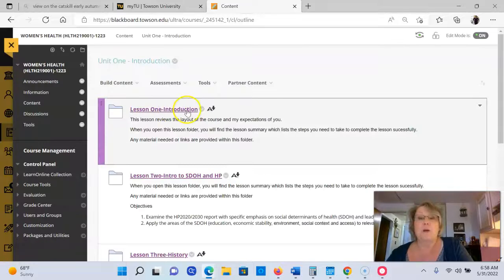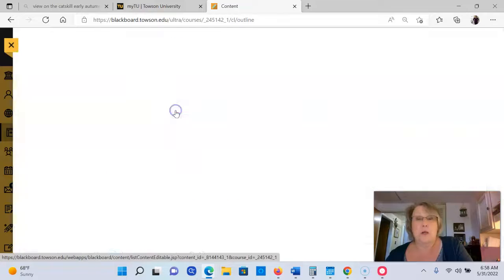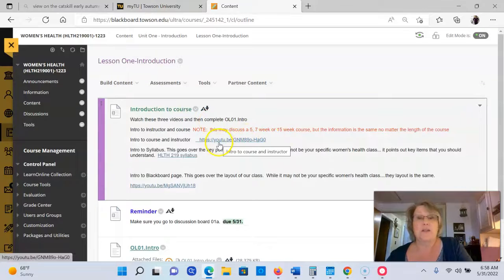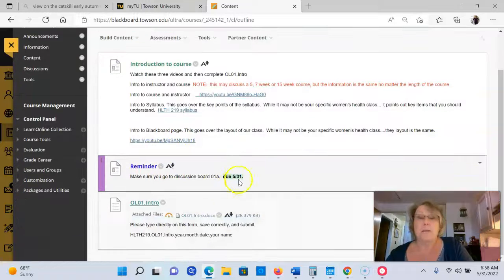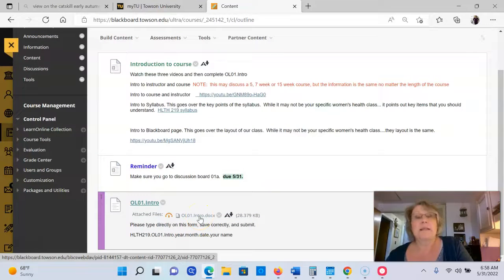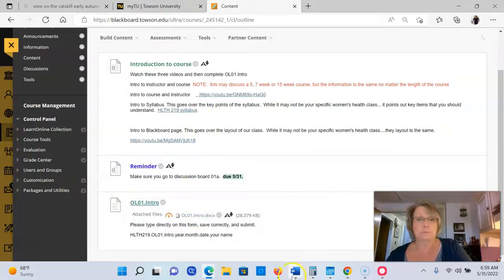So when you open Unit 1, you have the introduction. When you open this, you'll see videos about the units and the course. So you're supposed to watch these 3 movies or videos. Make sure you post your discussion and make sure you finish this assignment. This assignment is where you tell me which topics you're interested in doing your final project on, and it's self-explanatory.